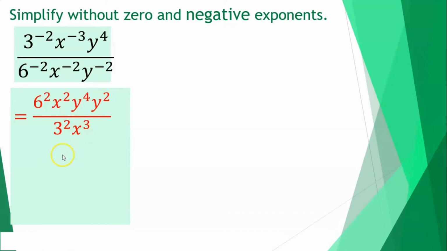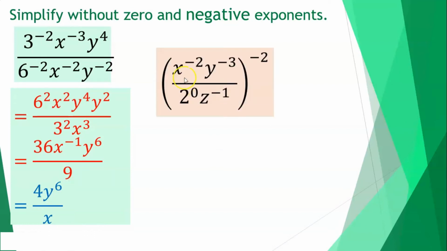So with this, let's simplify. 6 squared, it's 36. x squared over x cubed, that's x to the negative 1. And 4 plus 2, you'll get 6. And 3 squared, you'll get 9. So with this, we can still simplify. The exponent here is still negative, so bring it down. So 36 divided by 9 is 4, so the answer is 4y to the 6 over x. Another.